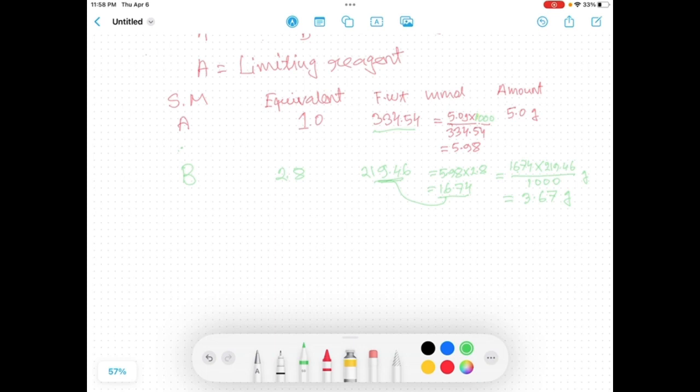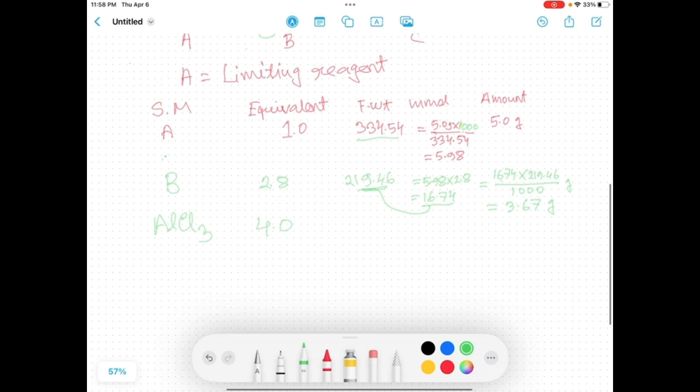Now we are using aluminum chloride also. So aluminum chloride, we will be using 4 equivalent for this reaction. 4 equivalent means again the 4 equivalent of the millimole of the limiting reagent. So aluminum chloride molecular mass is 133.3. So 133.3, and 4 equivalent of millimole will be 5.98 times 4. So it will be like 24.